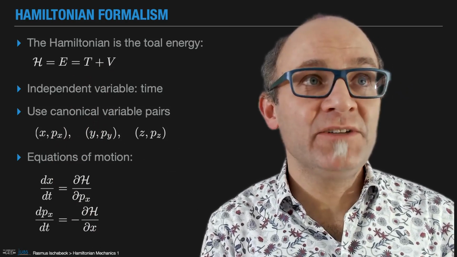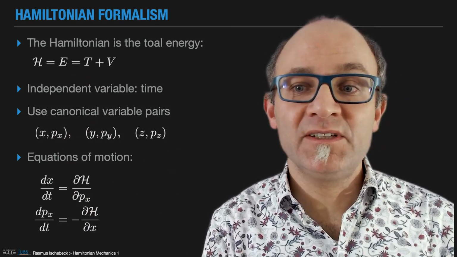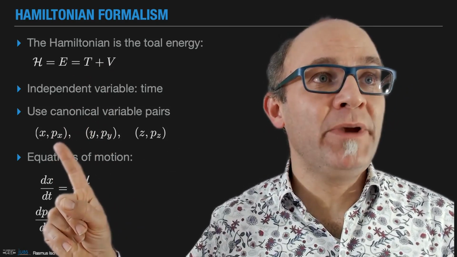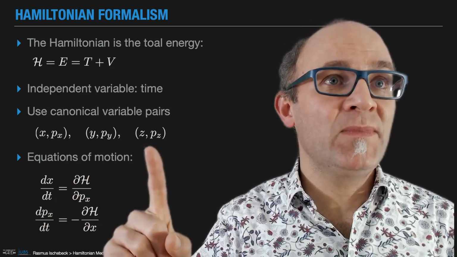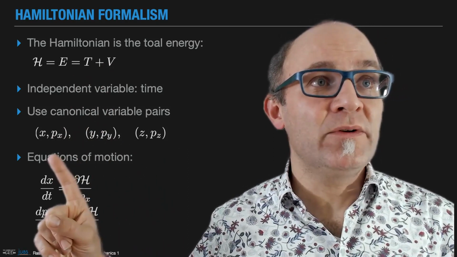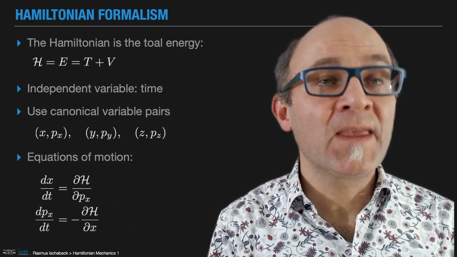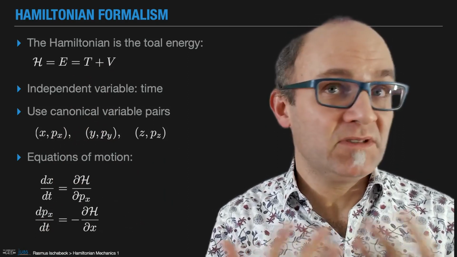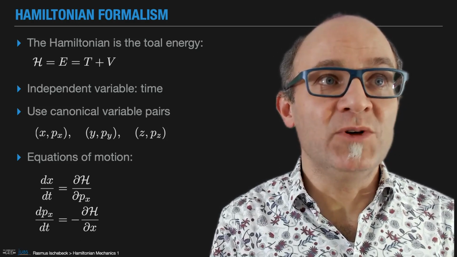Each degree of freedom, that is, each dimension in space for a single particle, is described by a variable pair now: x, px, y, py, and z, pz. These are now the position and the momentum of the particle. The independent variable, if we first start out, is the time, the same as in Newton's law of motion.